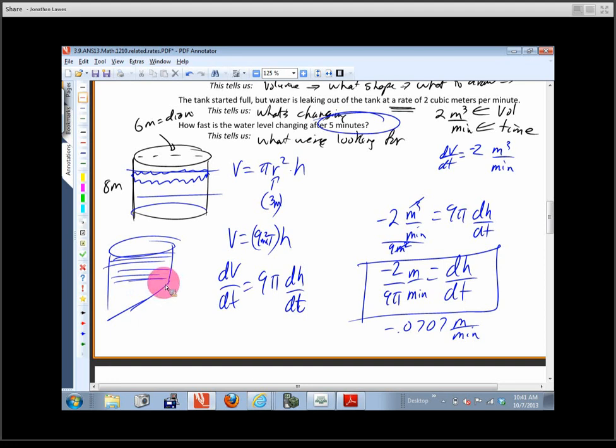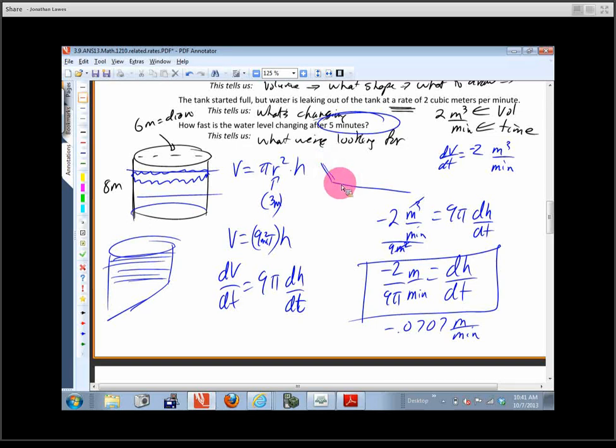Does the height slow down, or does it speed up as far as how fast it's decreasing? Speeds up. Think about when you empty a bathtub. Even though the back is slanted like this, it's pretty much the same shape all the way till you get to the bottom. And then that last little bit is slanted very shallow. So you can see it go down. It'll speed up a little bit.